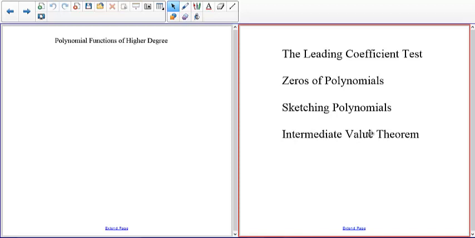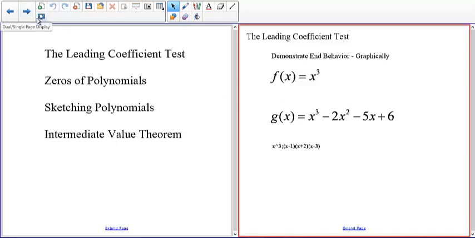What that basically means is that because the range goes from negative infinity to positive infinity, or from positive infinity to negative infinity, we know that for a third order polynomial, it'll take on every value. So the domain is all real numbers, and the range is also all real numbers, and it has to cross the x-axis somewhere. Okay, so the leading coefficient test.